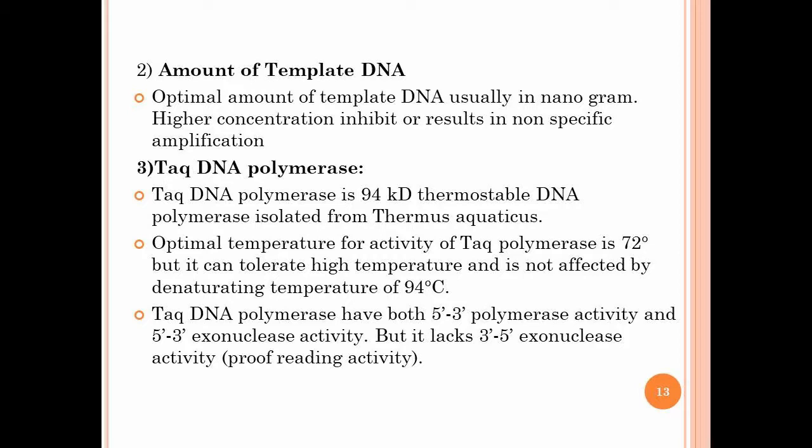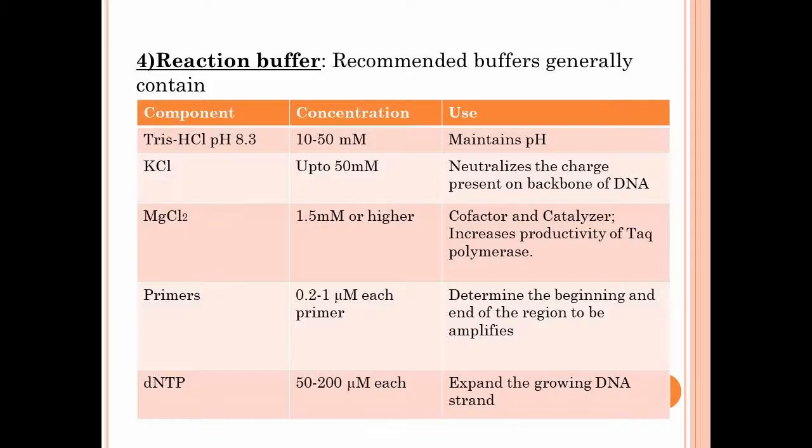Number 3. Taq DNA polymerase. Taq DNA polymerase is a 94 kilodalton thermostable DNA polymerase isolated from Thermus aquaticus. Optimal temperature for activity of Taq polymerase is 72 degrees Celsius, but it can tolerate high temperature and is not affected by the denaturing temperature of 94 degrees Celsius. Taq DNA polymerase has both 5' to 3' polymerase activity and 5' to 3' exonuclease activity, but it lacks 3' to 5' exonuclease activity, proofreading activity.